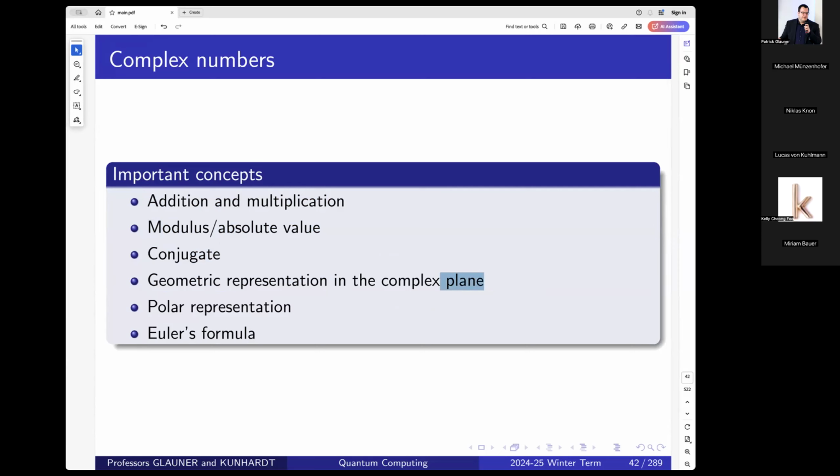And we've seen this. And next, we will look at two representations very briefly, which we may need later in this course when it comes to some more complex operations in a quantum computer. We need the polar representation and the Euler's formula for complex numbers.